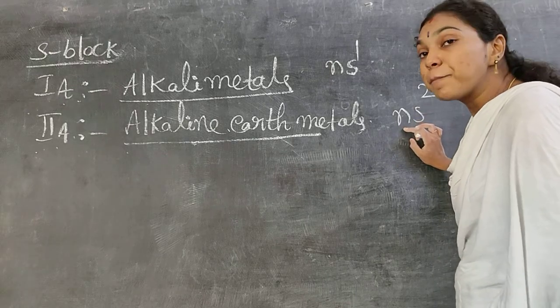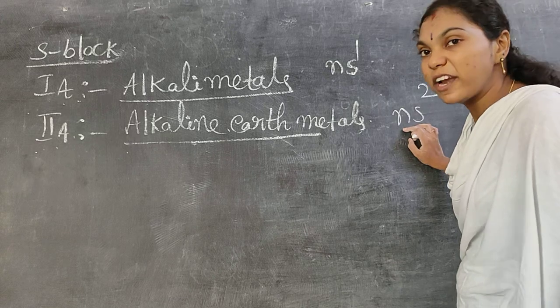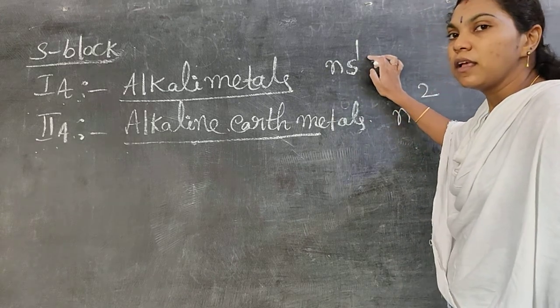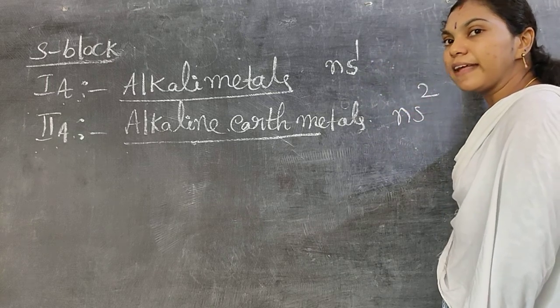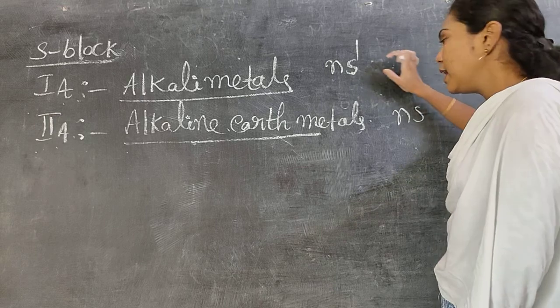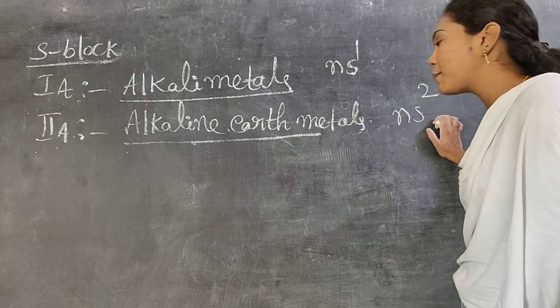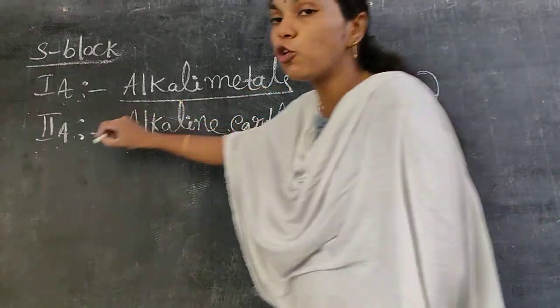Here n is the principal quantum number, starting from 1 and so on. 1s1, 2s1, 3s1, 4s1, 5s1 like that, and similarly 1s2, 2s2. The number of electrons in the outermost shell is nothing but the group number.